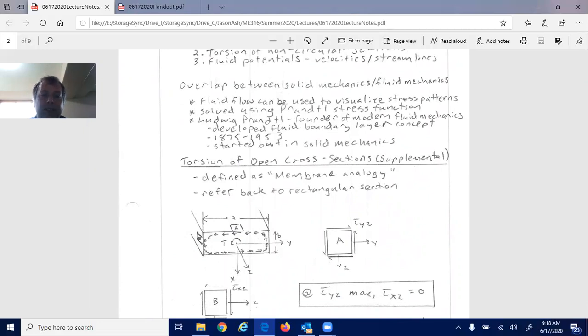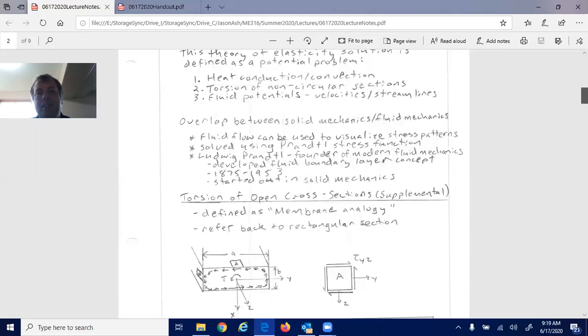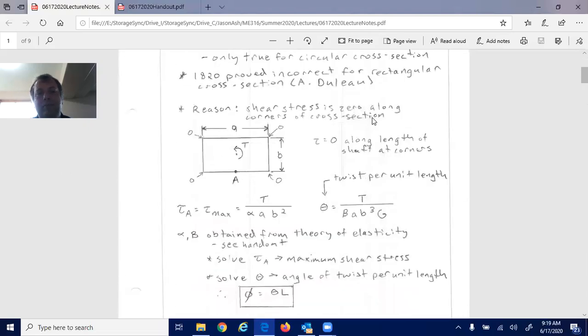And now we can get into looking at the torsion of open cross sections. This is defined as a membrane analogy, but can then be used to look at those angle irons, U-channels. A common material that's being used nowadays is the 80-20 shapes, and those are open cross sections, and so it could be used from that perspective as well. But this membrane analogy just carries forward this concept from a rectangular solid section.